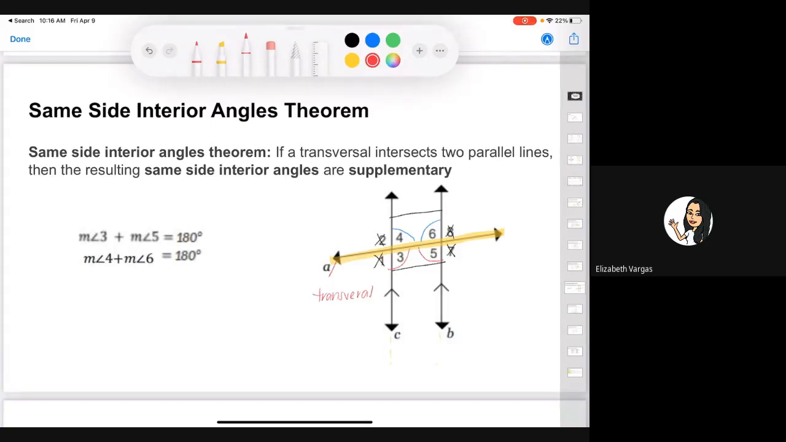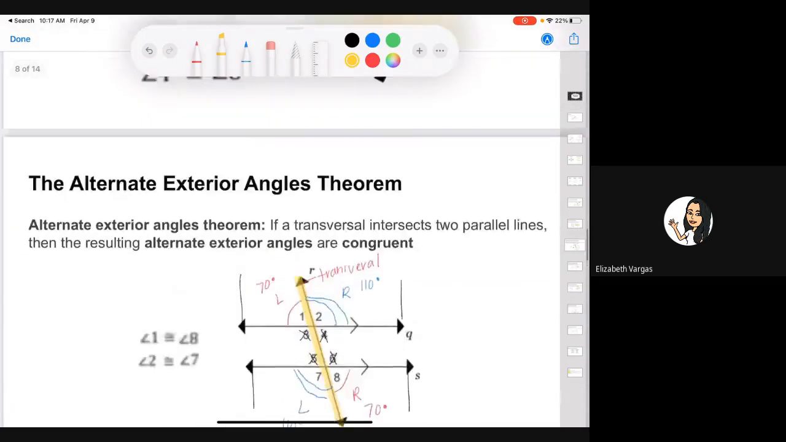Well, what this is telling me is that if I add those together, I need to get 180 degrees. So same side interior angles must equal 180 degrees. So if the measure of angle 4 was 70, then I can find the measure of angle 6. 70 plus the measure of angle 6 equals 180, subtract 70 from both sides. The measure of angle 6 is 110. So same side interior angles are supplementary. Supplementary meaning they equal 180 degrees. Okay. Any questions about these different relationships?